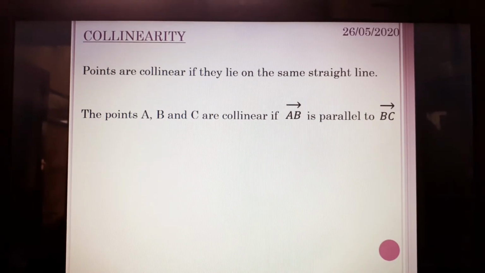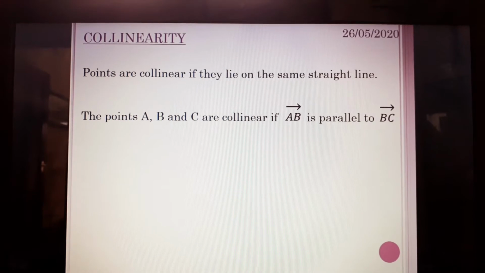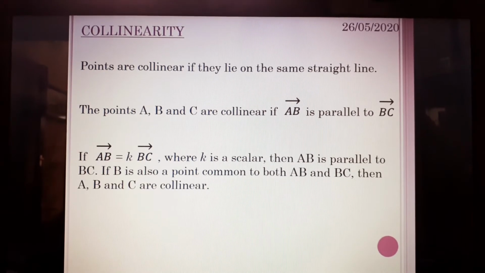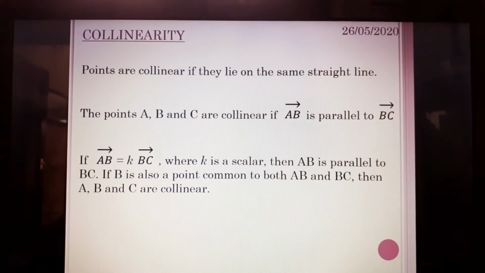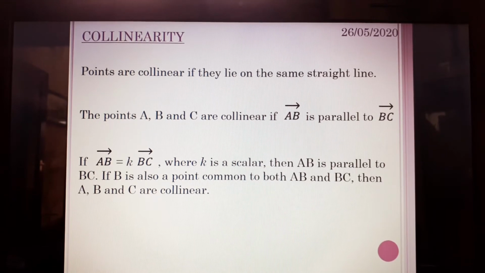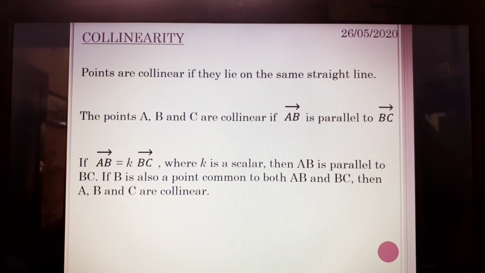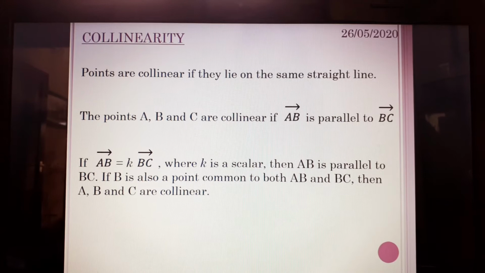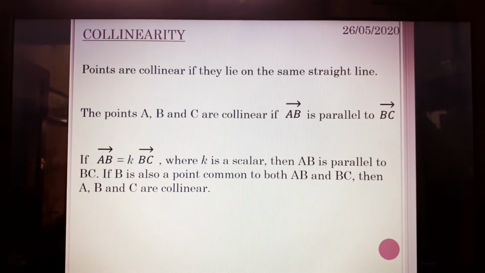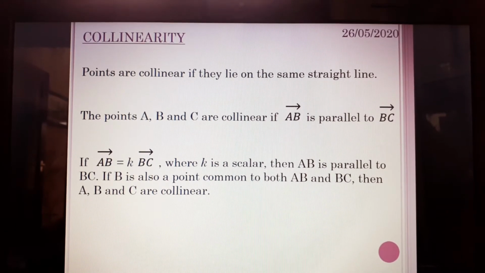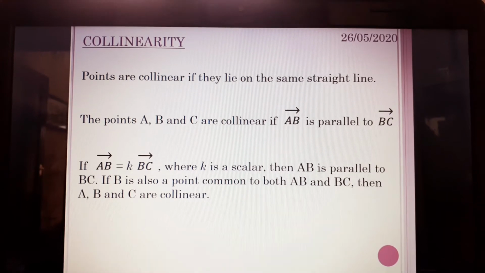The points A, B and C are collinear, first of all, if we can work out that AB is parallel to BC. So we're going back to parallel vectors again. If AB turns out to be K times BC, where K is just a number, a scalar, then AB is parallel to BC. However, as we can see from the vectors that we've created, we have vector AB and vector BC. So if B is also a point common to both, which it is, then A, B and C are not just parallel, but they are actually collinear. They are actually the same straight line.